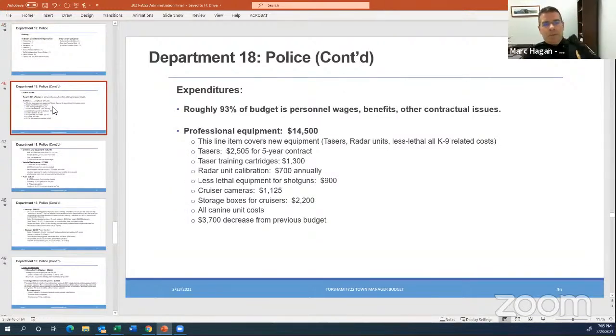So roughly 93% of our budget is tied up in personnel, wages, benefits, and other contractual issues. So basically, this year's budget for the PD is 1.975 million, I believe. And what that works out to is we have about 138,000 to work with. Everything else is tied up in fees and wages and other contractual issues. So just so everybody has an understanding of what we're working with here.